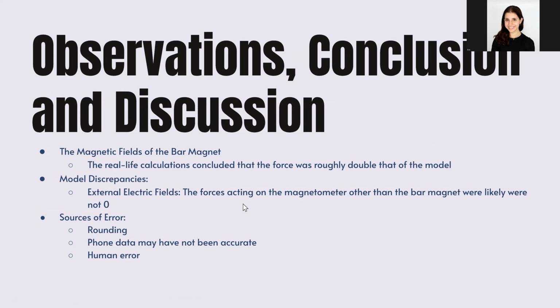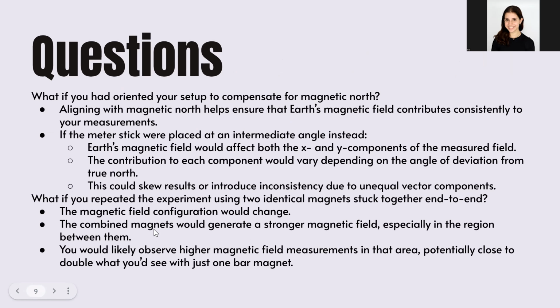So the real life calculations were about double what the model was. And there were a couple of discrepancies because the forces acting on the magnetometer other than the bar magnet were probably not zero, and this was not accounted for in the GlowScript model. Some sources of error could be rounding, phone data that could have been not accurate, as well as human error. And some questions to consider if I wanted to do this again: what if I had oriented my setup to compensate for the magnetic north?